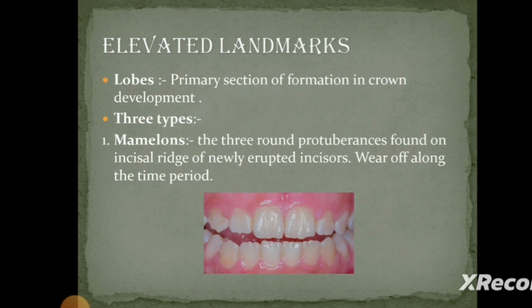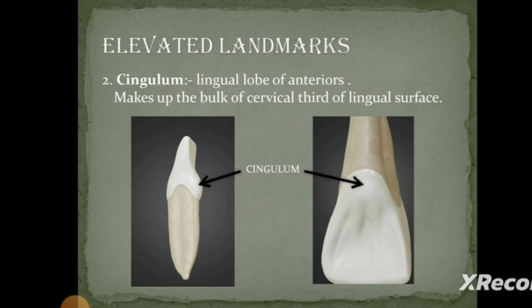First, mammillons. These are three round protuberances found on the incisal ridge or incisal edge of newly erupted incisors, which wear off along the time period. They are found either in primary dentition or the permanent dentition, but only in the newly erupted incisors. Second one is cingulum. This is the lingual lobe of anteriors. It makes up the bulk of the cervical third in anteriors, as you can see in the image.